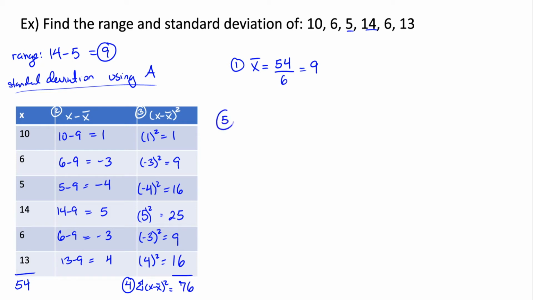Next, step 5 tells us to divide this sum by n minus 1. So our n in this case was 6. So we divide by 6 minus 1. That's 76 over 5, which is equal to 15.2.